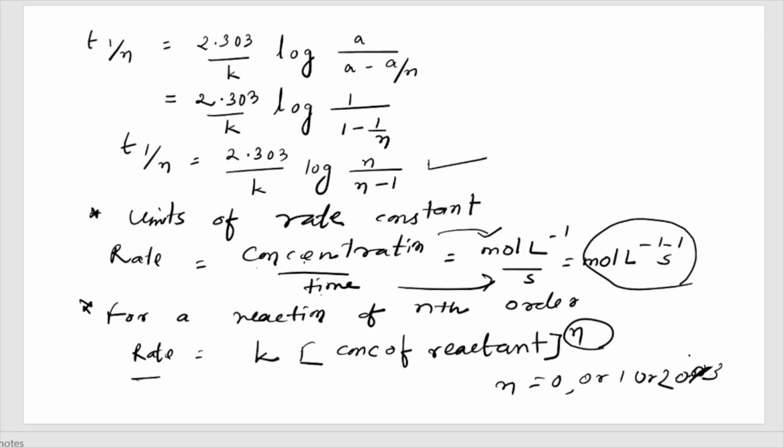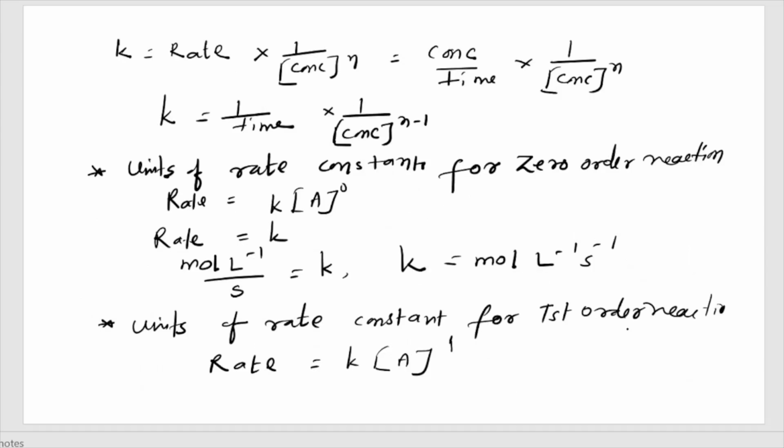That means there are two expressions for the rate. One is rate equals concentration by time, and the unit comes to mol L^-1 s^-1. And the other is rate equals K times concentration to the power n. This is equation 1 and this is equation 2. Then you will equate both, and you will get the value of K. So K equals rate divided by concentration to the power n.